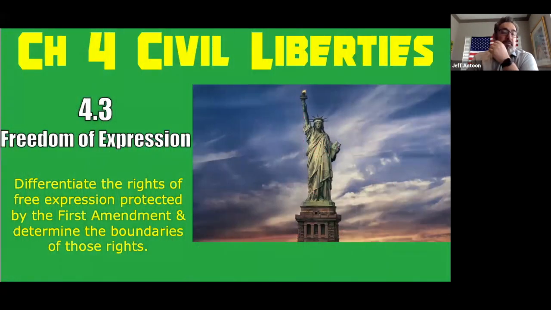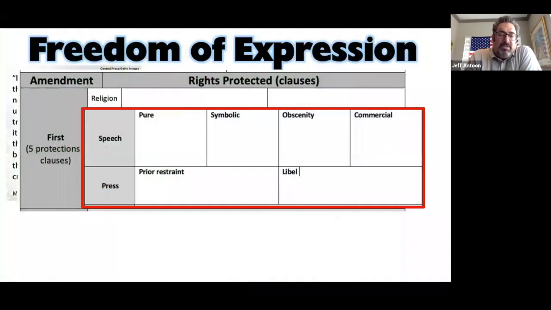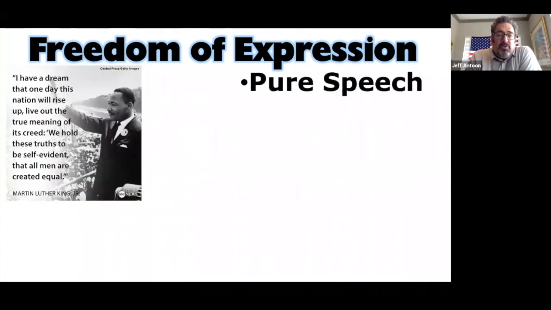Okay, let's go over 4.3, the freedom of expression. One of my favorite ones to cover. In this one, we're going to look at parts of the First Amendment. So again, here's what we're going to be talking about in your notes if you're going to take them. There are all different parts of expression, speech as well as press. We're probably going to split this in half because the first one's a lot.